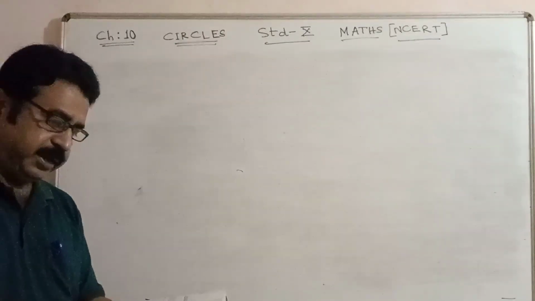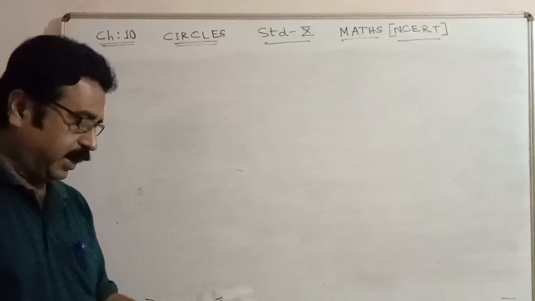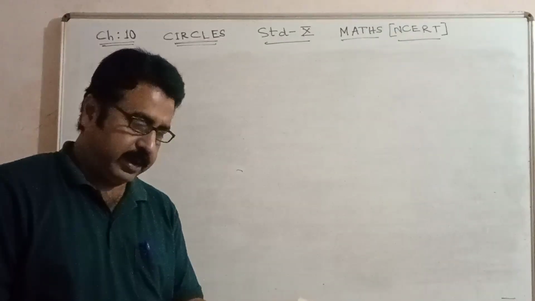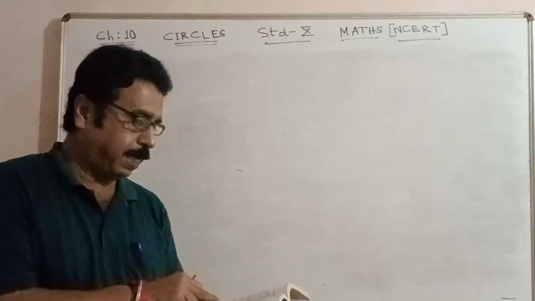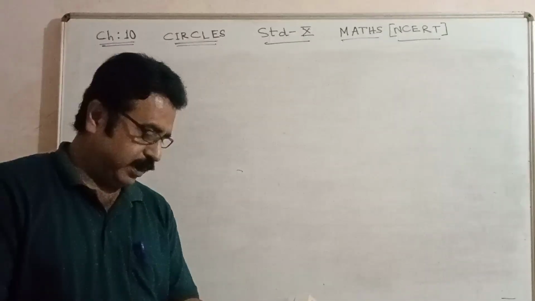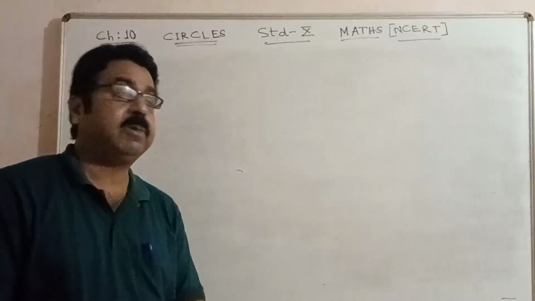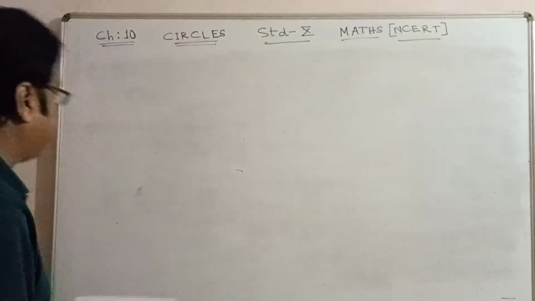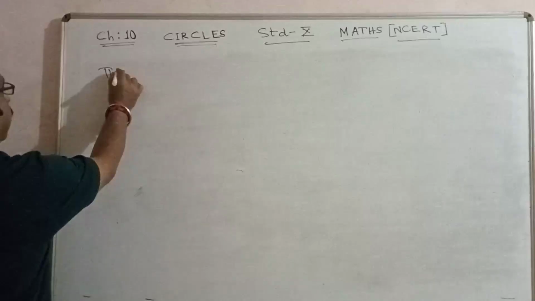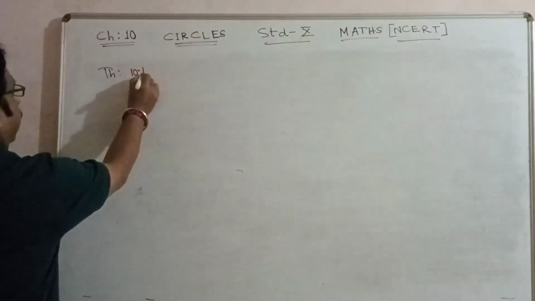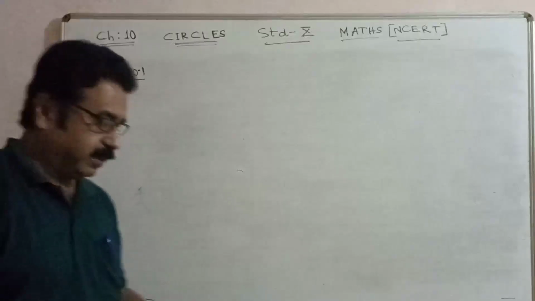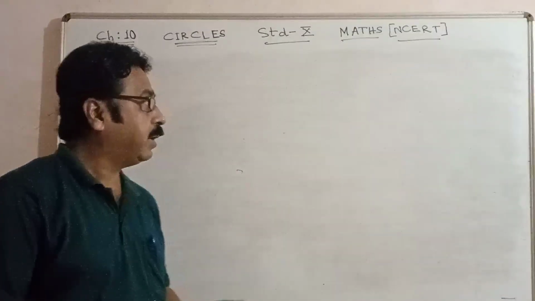About circles, we have already discussed many things: radius, diameter, tangent, secant, etc. Now we can start theorem 10.1. Before starting this theorem, there is one basic idea we should know.